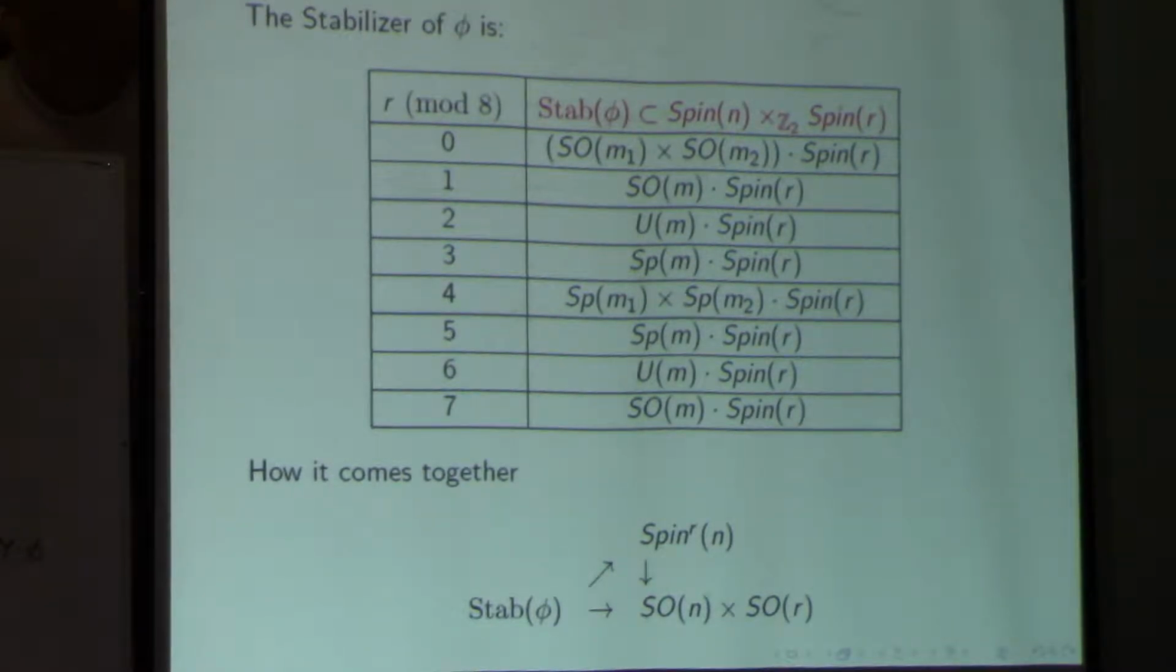Clifford algebras are real, complex, or quaternionic. So you see these 3, 4, 5 mod 8 are quaternionic, 2 and 6 mod 8 are unitary, and 0, 1, and 7 mod 8 are real.